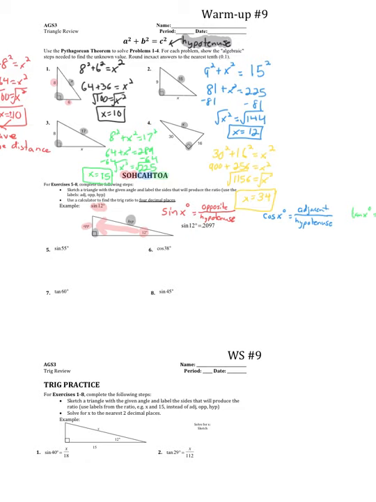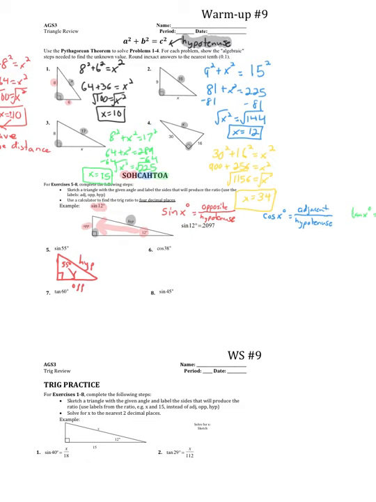So for problems 5 through 8, it says sketch a triangle with the given angle and label the sides that will produce the ratio. So I'm asking you to sketch a triangle, label one of them 55 degrees, and then we'll say, okay, the opposite side's over here because it's sine, and then the hypotenuse is up here. And then go ahead and put it in your calculator.